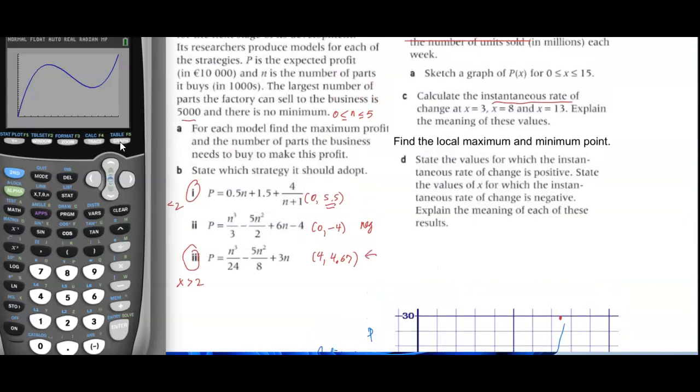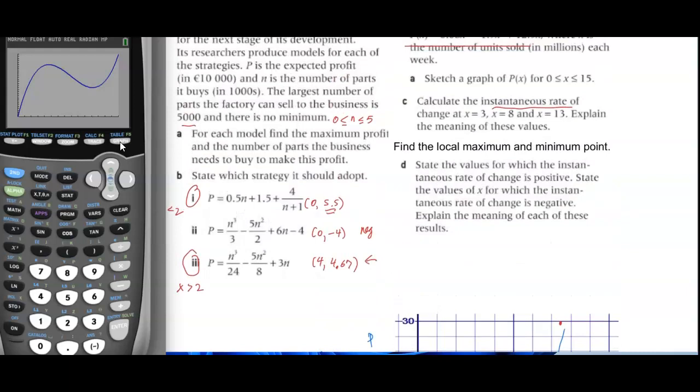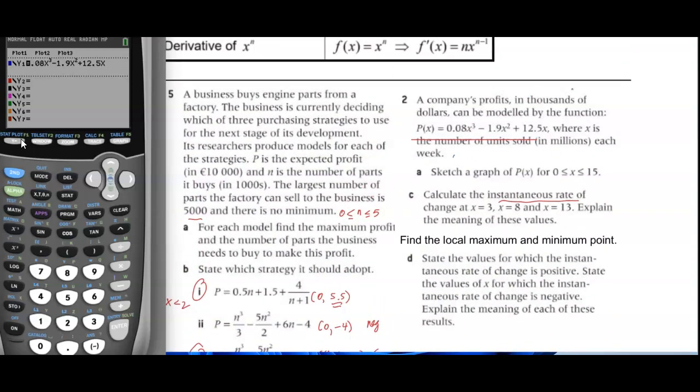All right, it says to find the local maximum and minimum points. Oh, calculate the instantaneous rate of change at x equals 3, x equals 8, and x equals 13. So in order to calculate the derivative values, first we need to find the derivative. What is the derivative of this function here? So the derivative is going to be 0.083x squared minus 1.92x plus 12.5.